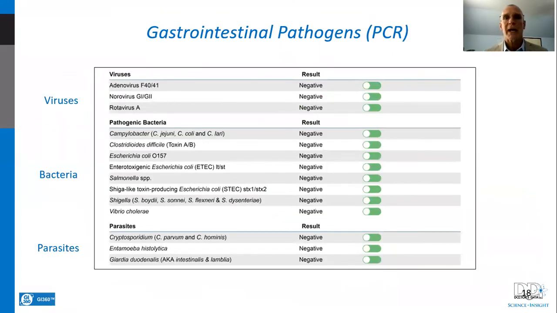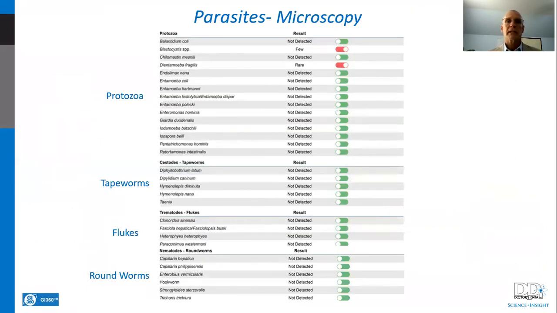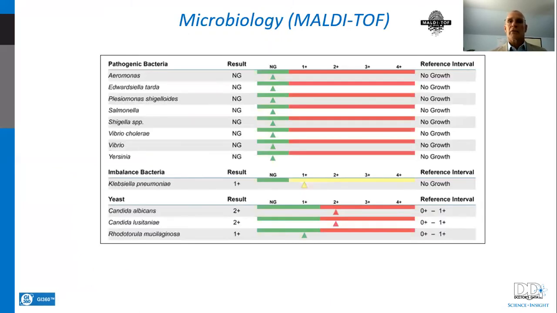For gastrointestinal pathogens, we use PCR, and this is an FDA-cleared PCR platform that detects the most common viruses, bacteria, and parasites that are associated with diarrheagenic disease. For parasites, again, to complement the limited number of PCR probes, we use the microscopy, looking at protozoa, tapeworms, flukes, and roundworms. For microbiology, we culture out and look at the pathogenic bacteria, the imbalanced bacteria, and of course, the yeast.